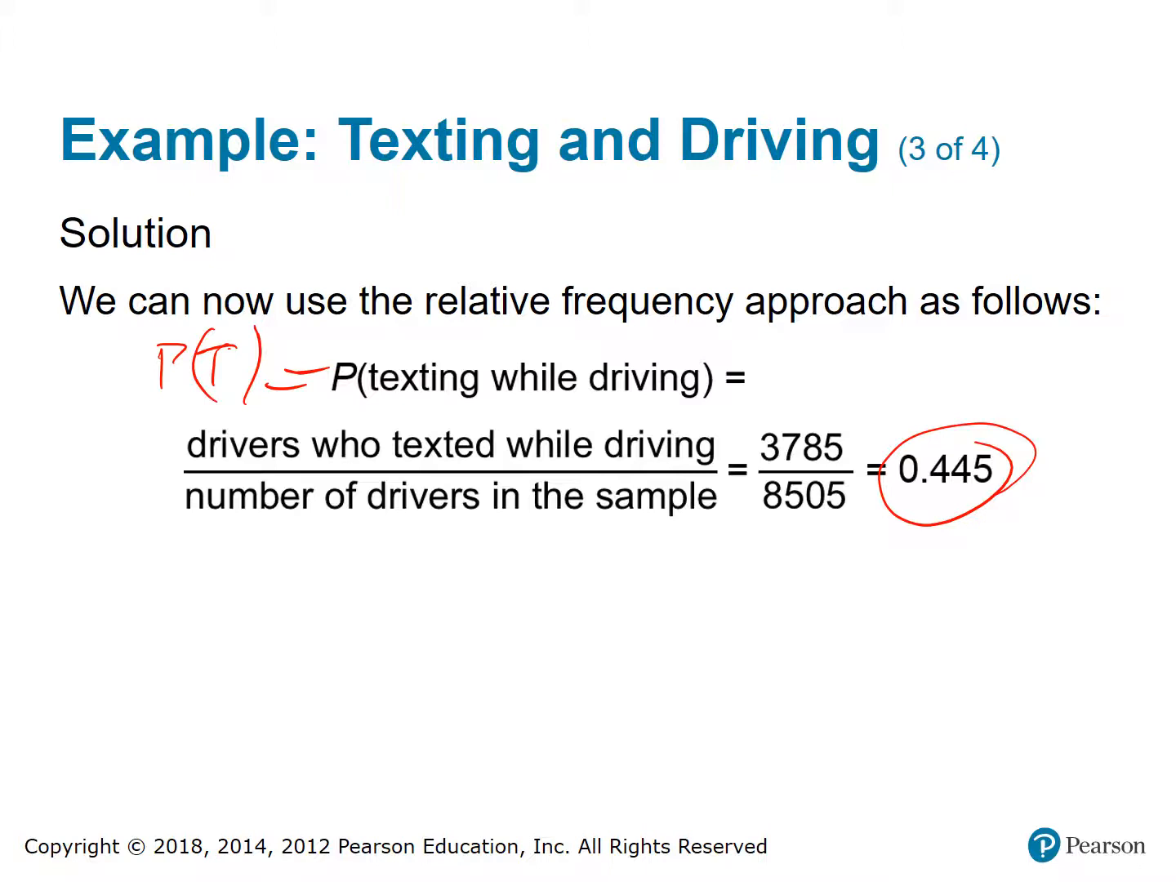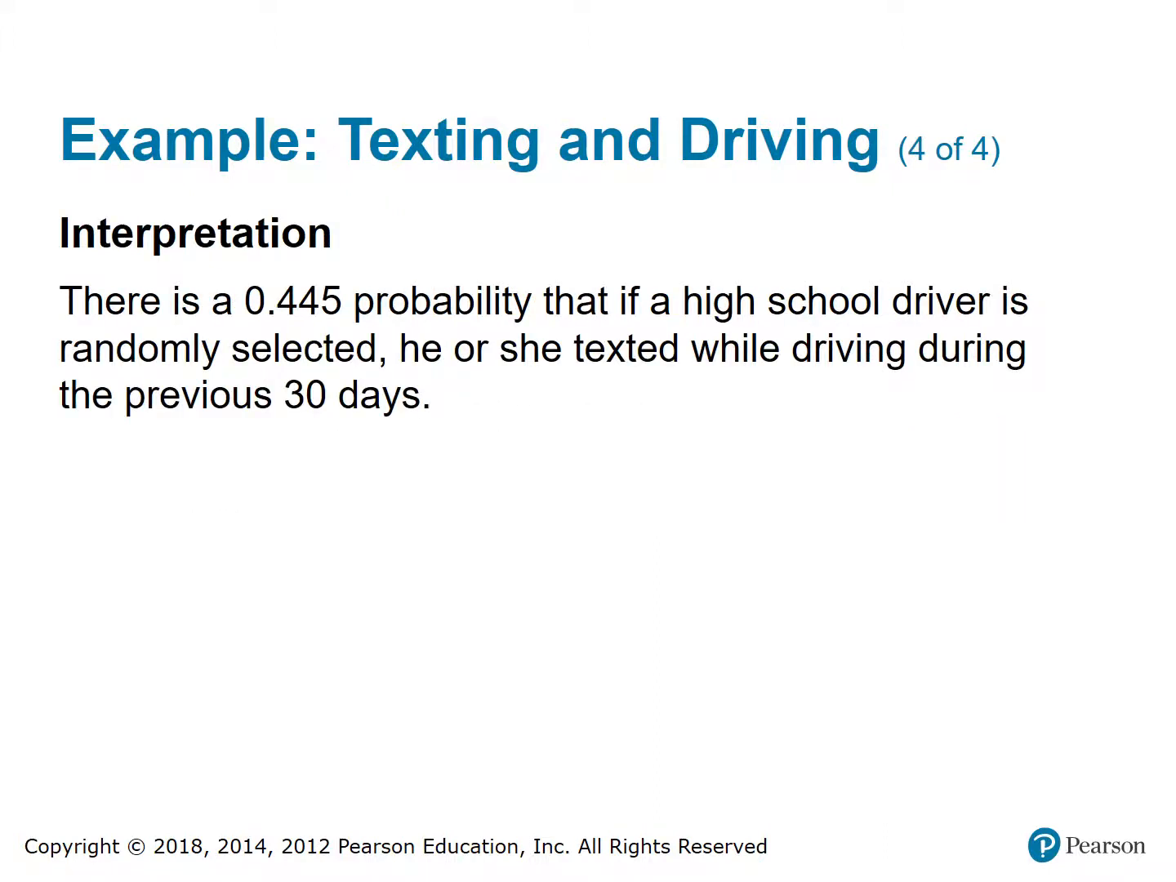Okay. Any questions? Okay. And that's just the interpretation of that number, which is exactly what I just said. 0.445 probability that if a high school driver is randomly selected, he or she texted. And again, that is a 44.5% chance. All right, any questions on that example?